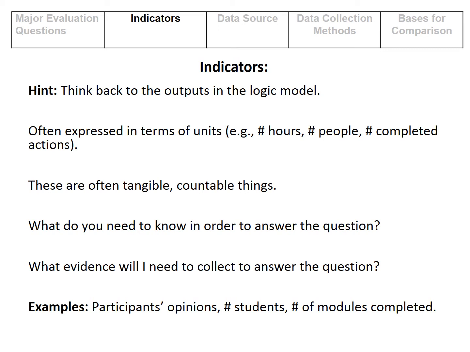Overall, when you are filling in this column, you need to think about the following things. What do you need to collect in order to answer the major evaluation questions? And what evidence will you need to collect to answer the major evaluation questions? You then simply list these indicators or this evidence down this column.